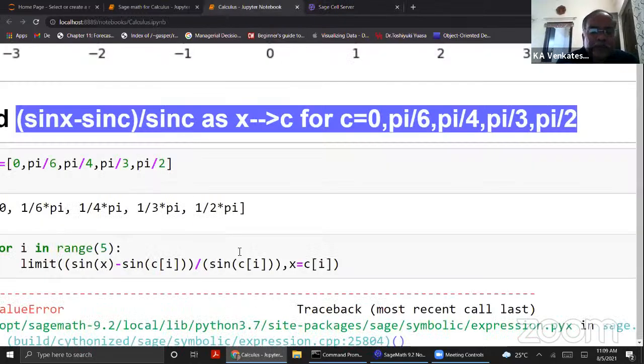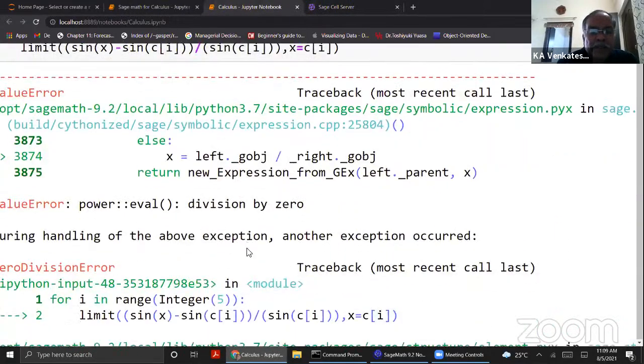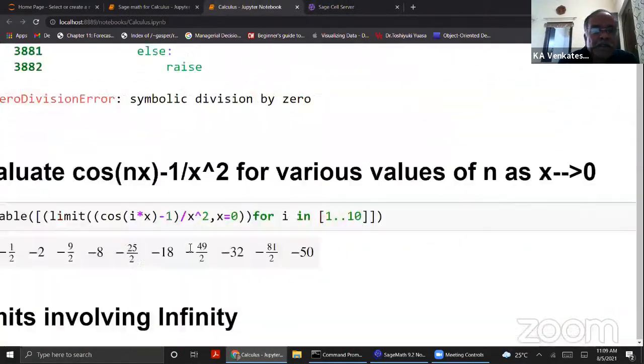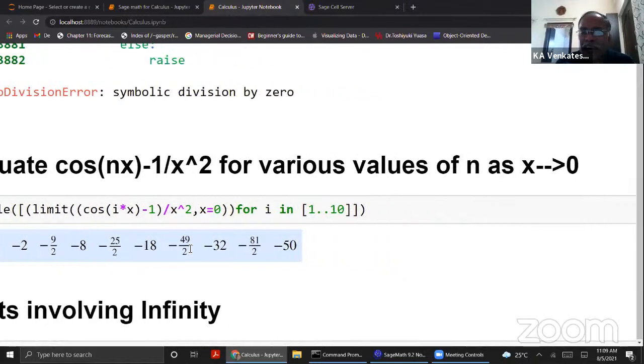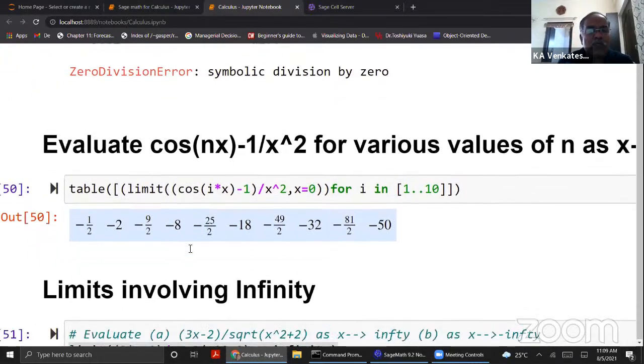Okay, I'll go here. The same way, this is (cos nx minus 1) by x squared for various values of n as x extends to 0. So here what I've done is just a simple line. The limit we have to find out as x extends to 0. So we defined this in just one line.